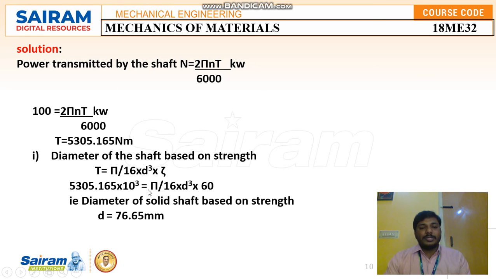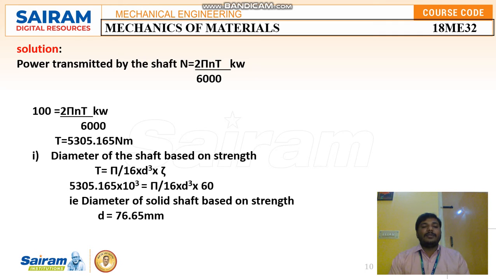When I substitute this, we get 5305.165 into 10 to the power of 3 into 16 divided by pi into 60, with the values substituted. We take the d cube outside, and then we take the cube root of that value. Now we got the d value as 76.65 mm. This diameter of the shaft is based on the strength criteria.